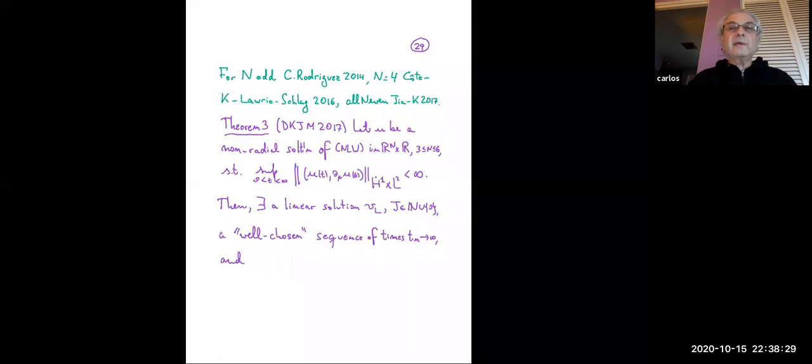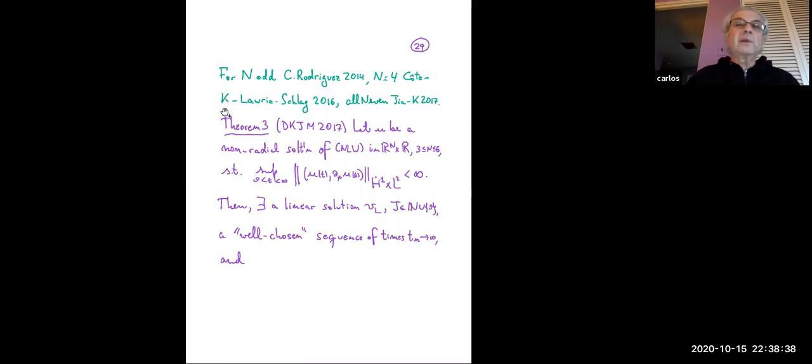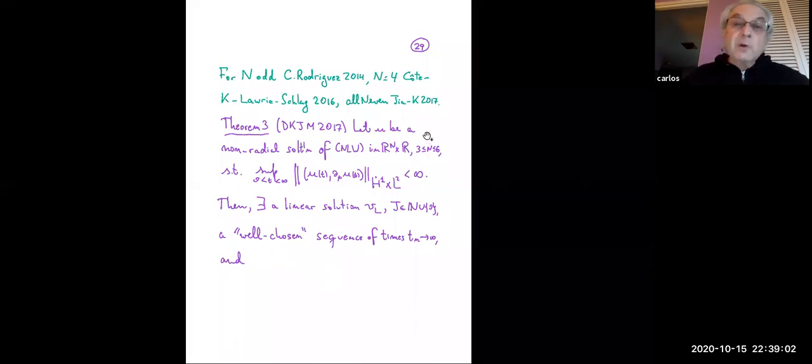The second result, the case of n odd was done by Casey Rodriguez, and the case n equals 4 we did with Cote, Laurie, and Schlag, and the case of all even dimensions with Hao Jia. There was some restriction in the range, but it's a technical restriction, so I'll ignore that. Theorem 3 proves an analogous result in the non-radial case.